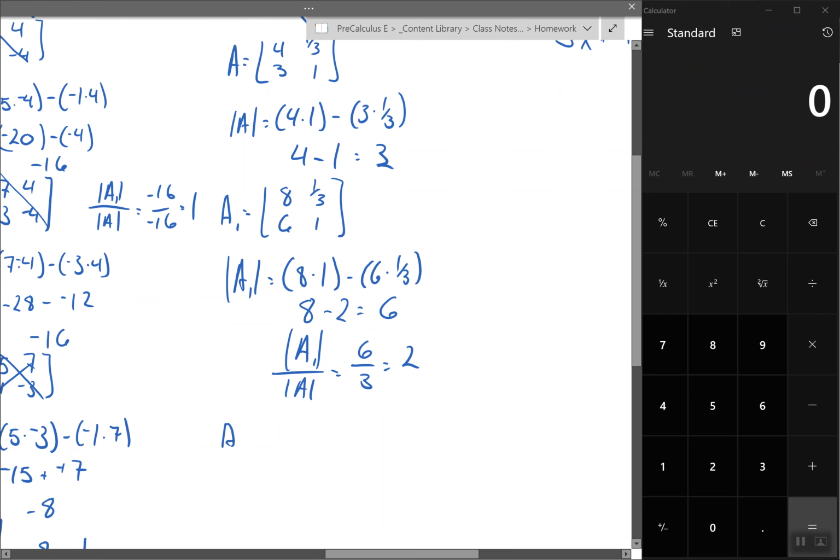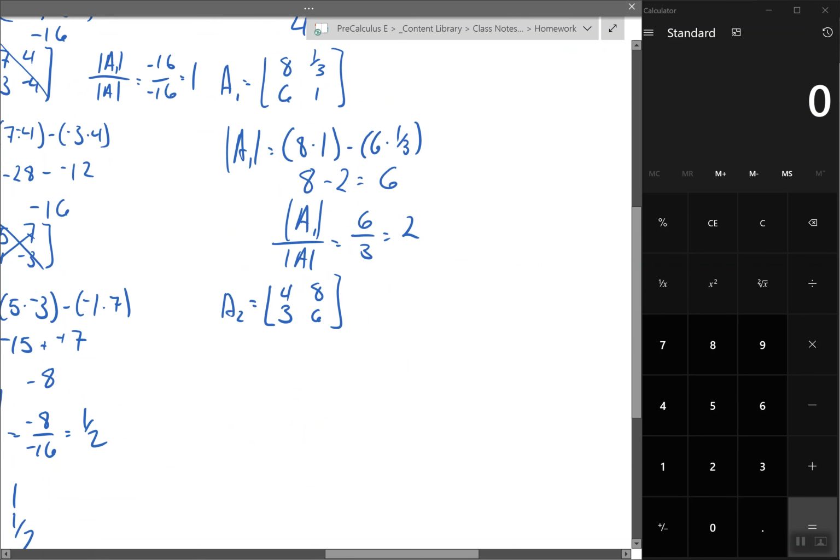For A sub 2, we will have 4, 3, 8, 6. So when we do the determinant of A2, we have 4 times 6 minus 3 times 8, which is 24 minus 24, which is 0. So the A2 solution will be 0.